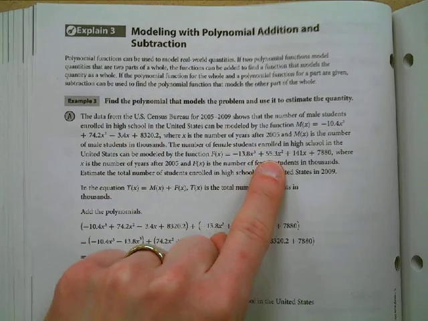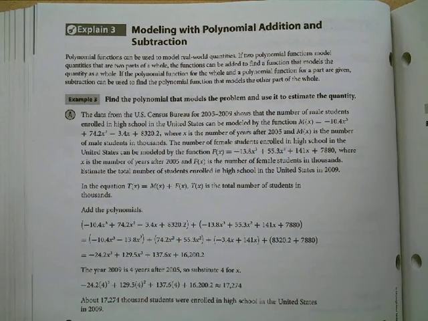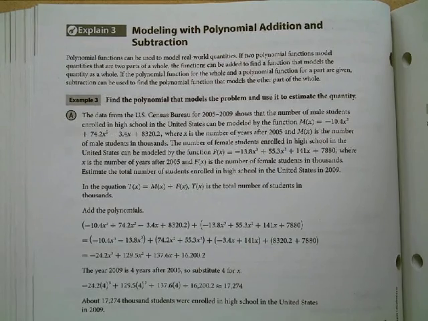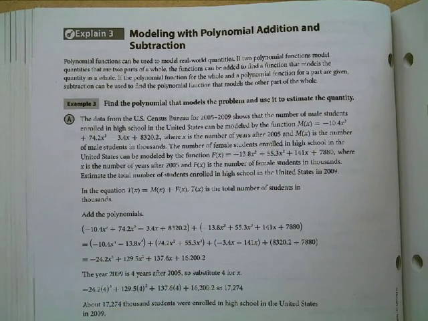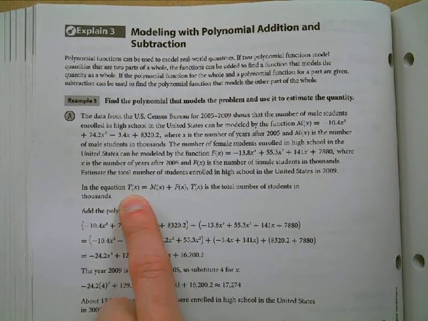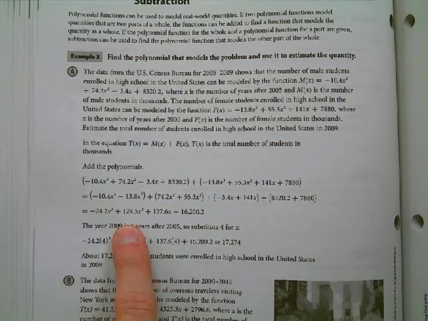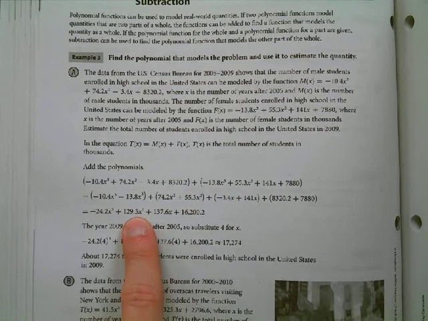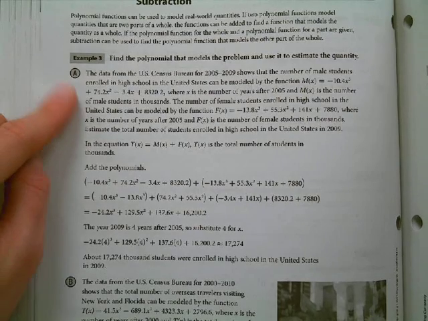That's all you got to do. You just take m of x and you add f of x. In the equation, t of x is equal to m of x plus f of x. The total is equal to m plus f. That's it. Just add the two polynomials together, combine like terms, and there's your answer. It's so simple, but it looks complex and intimidating with all the reading. But really, just add them together. That's it. And we won't do that because they did it for us there. Letter B as well, same kind of idea, but with a little bit of a twist.